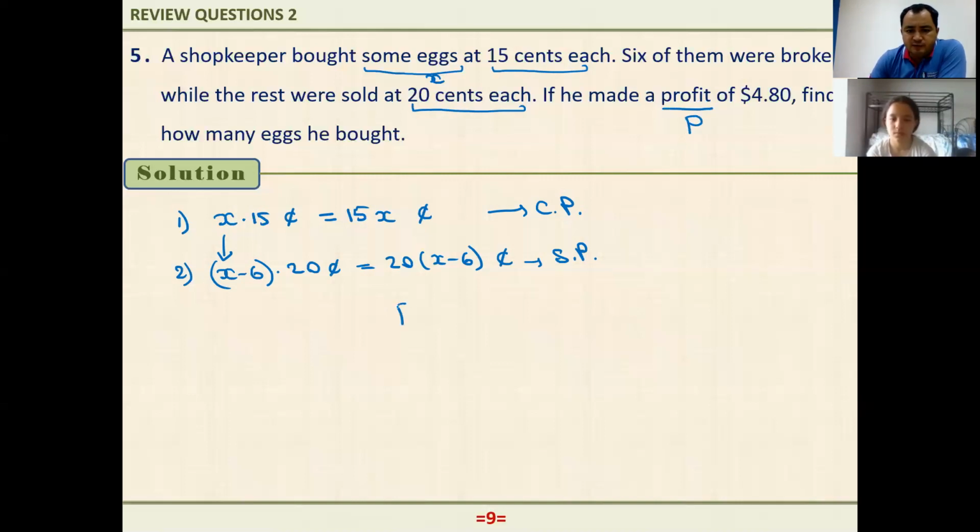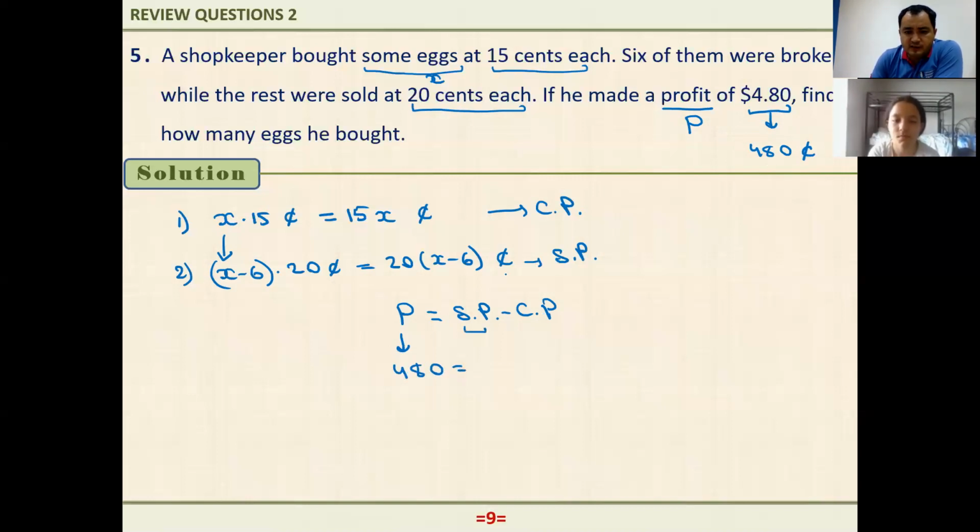All right. Now, what is our profit, Shahina? Here, it is selling price minus cost price. And what is our profit? Since everything is in cents, we also have to change this into cents. $4.80 is how many cents? Can you repeat that? I got distracted. $4.80. How many cents? 480. So our profit is 480.